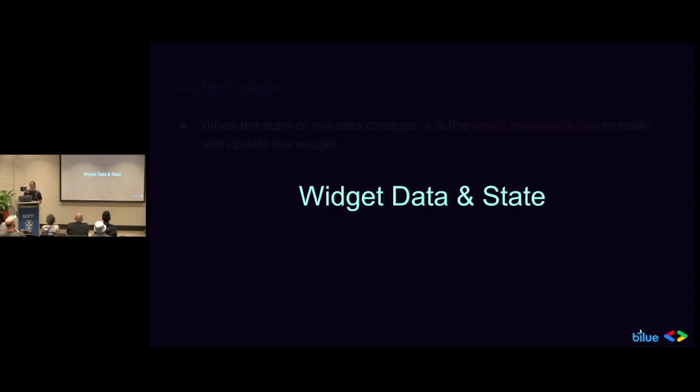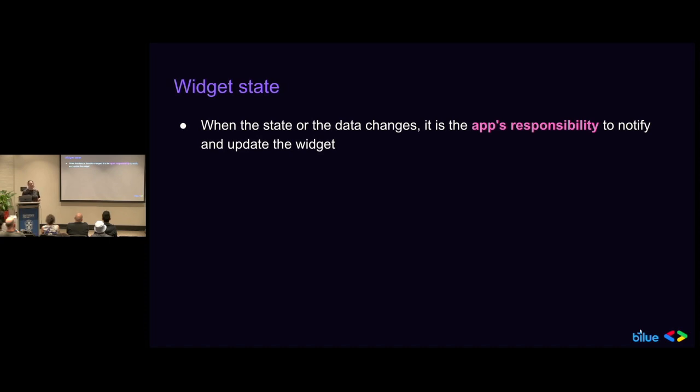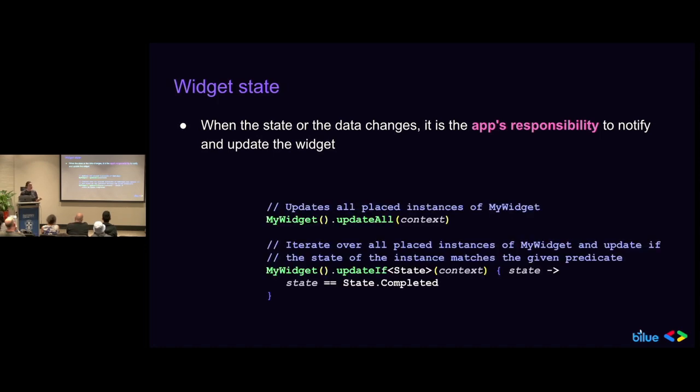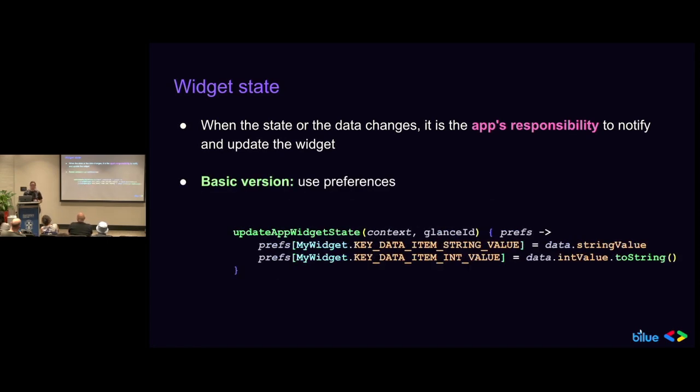So widget data and state. When the state of the data changes, it's the app's responsibility to update the widget. The widget is pretty dumb. It doesn't do much itself. The app itself needs to think about it. So we can do things like this in our app. We can call our widget function. We can call update all with a context. We can update conditionally depending on different states. And that will go through all the widgets of that type and do an update. It'll let them call their own update functions, but we need to trigger it from the app itself.